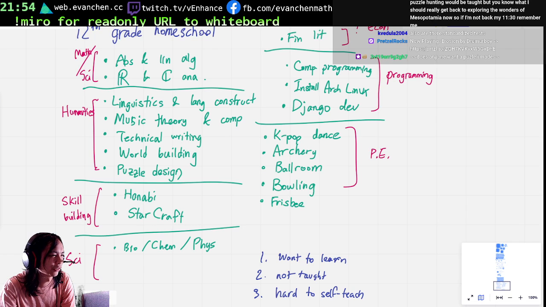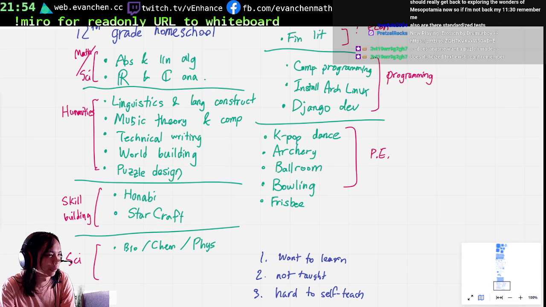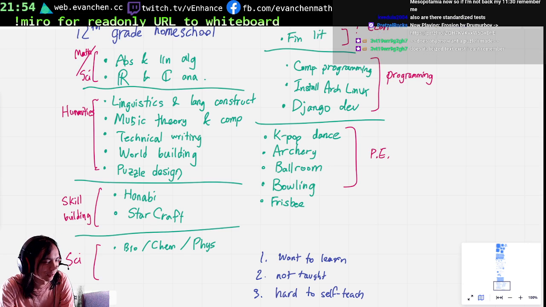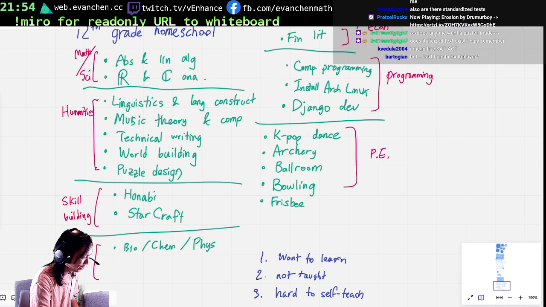I don't know if archery has... Or archery does have a scoring function. K-pop dance probably doesn't have a great one. I've heard ballroom actually has competitions. There are things called ballroom competitions. I don't know how they're scored, but those exist apparently. Things you learn.